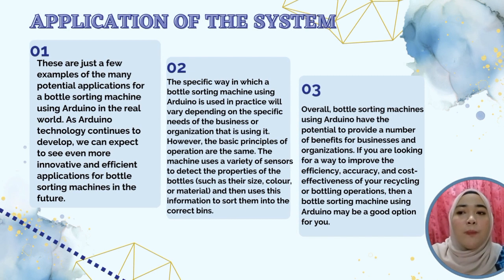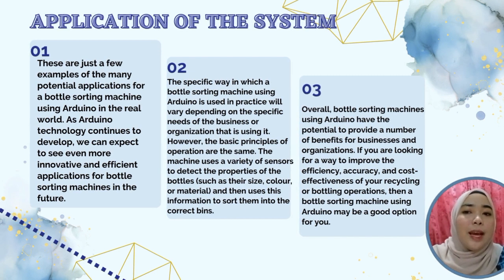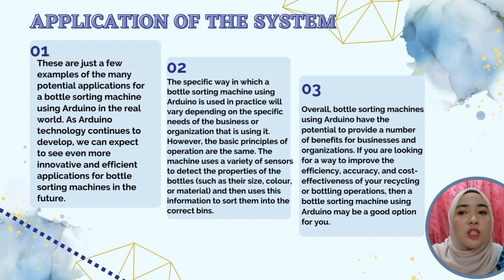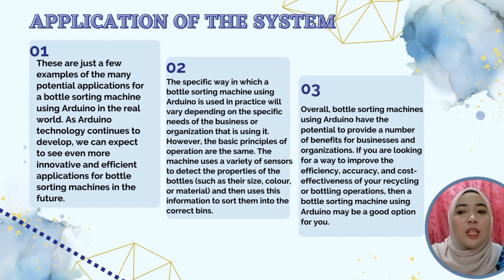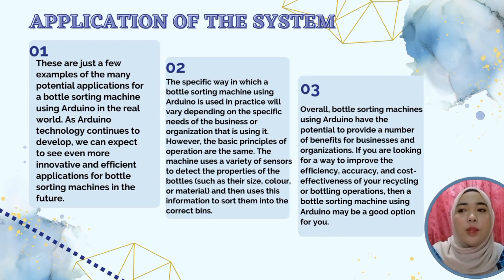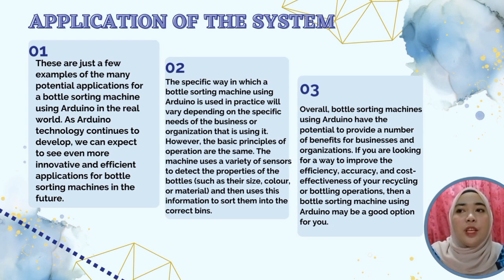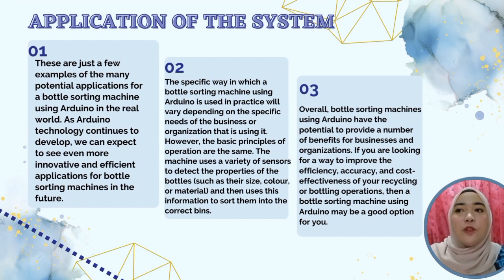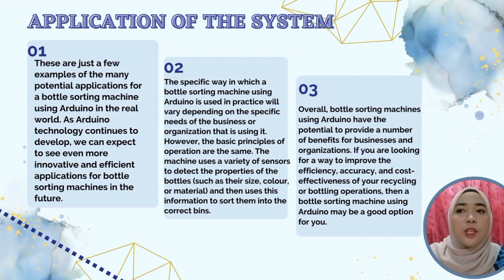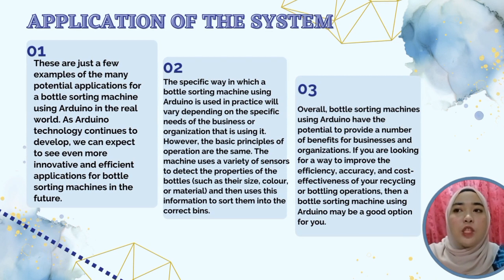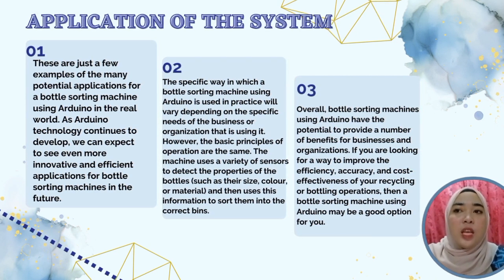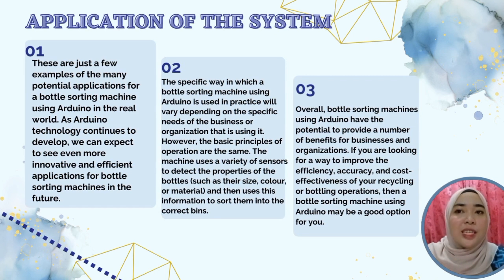Next, it will be a bottling plant. The machine could be used to sort bottles by size and type. This will help to ensure the bottles are filled with the correct liquid and that they are properly labeled. For example, a bottle sorting machine could be used to sort glass bottles by size so that they can be filled with the correct amount of liquid. The specific way in which a bottle sorting machine using Arduino is used in practice will vary depending on the specific needs of the business or organization that is using it.